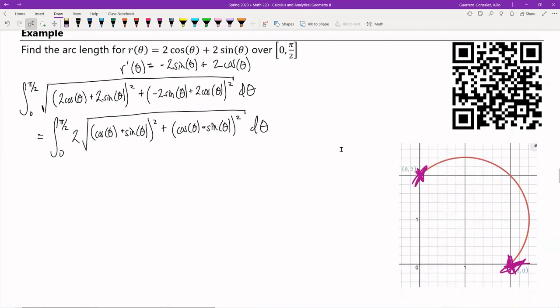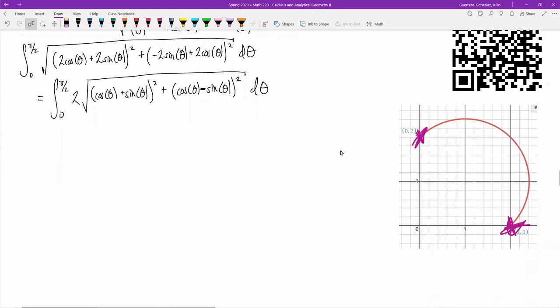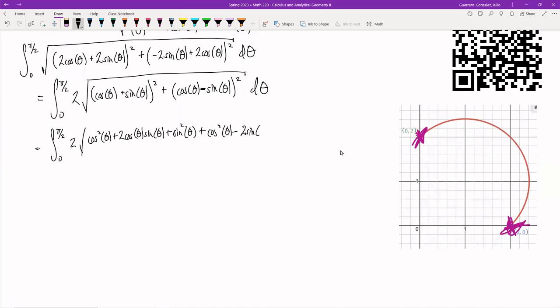Okay, here we go. Here's our trig. Equal to the integral from 0 to pi over 2, 2 times the square root. I'm not going to put the roof on it. I'm going to expand this first thing. This is going to be cosine squared theta plus 2 cosine theta sine theta plus sine squared theta. That's that first thing. Now I'm going to do the second thing: plus cosine squared theta, minus 2 sine theta cosine theta, plus sine squared theta. Now I'm going to put the roof over it. Boom. D theta.